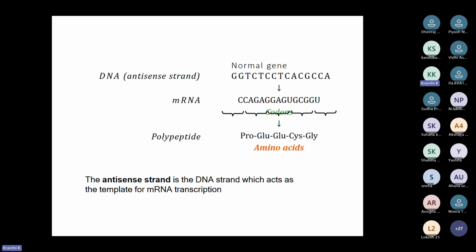Okay, I'll explain. So this normal gene is transcribing this code to the mRNA. Based on the codes on the mRNA, it provides amino acids like proline, then glutamine, cysteine, glycine. We got these amino acids based on the genetic code. Here the antisense strand in the DNA acts as a template for the mRNA. Then mRNA gives this polypeptide. This is the normal mechanism, right?